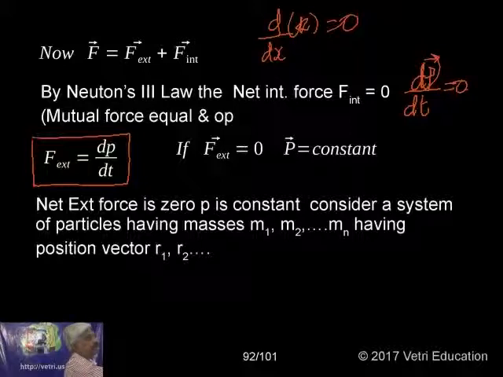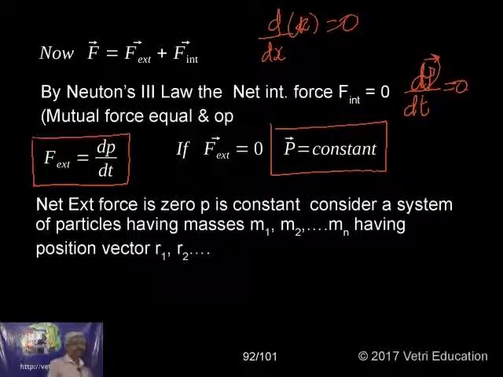The something is called momentum. Therefore, momentum is constant. This is called the law of conservation of momentum. What does the law of conservation of momentum say? Momentum can neither be created nor destroyed. If external force is absent, the momentum of your body remains unchanged. So how can you explain it? If external force is 0, P is constant.